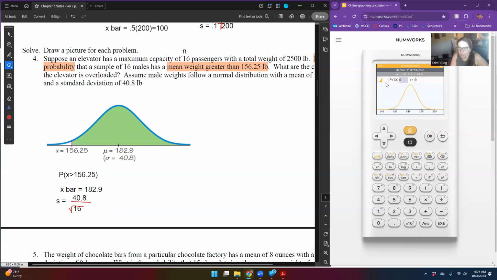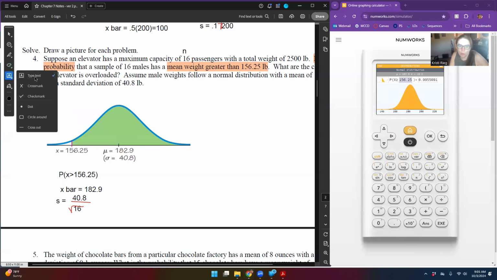And now I have a picture that is greater than 156.25. And notice that almost everything's green. Almost the entire thing's green. You can see over here, it's really hard to see, but hopefully you can see better on yours. There's a tiny little white patch right here, and the rest of it's yellow, almost all of it. And then we can see reflected in the answer, 99.9955. So the probability is almost 100%.